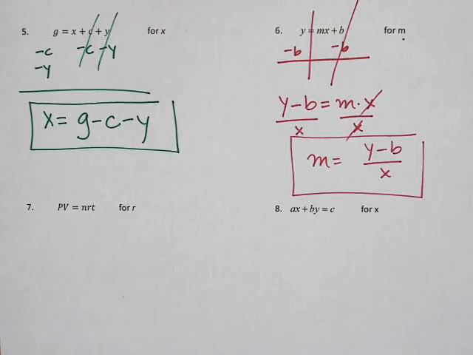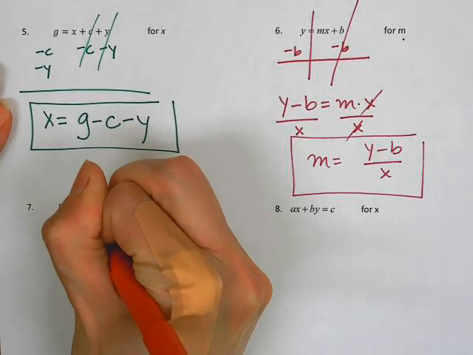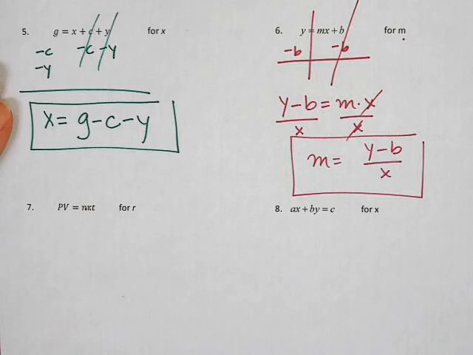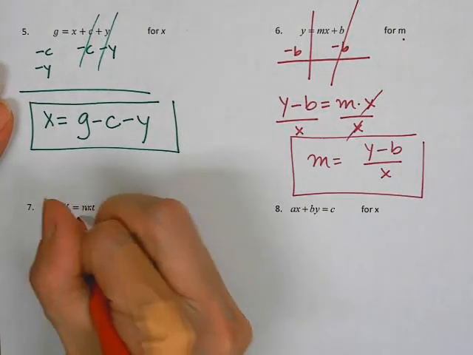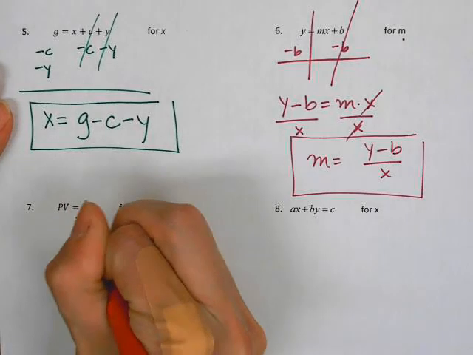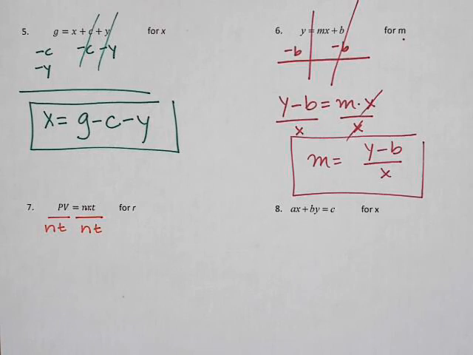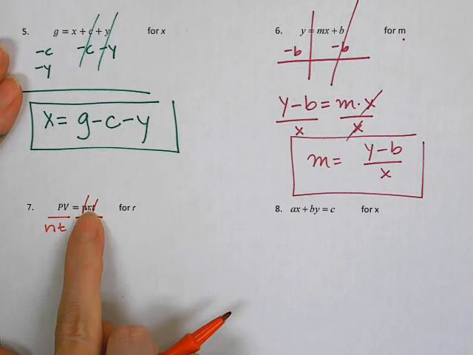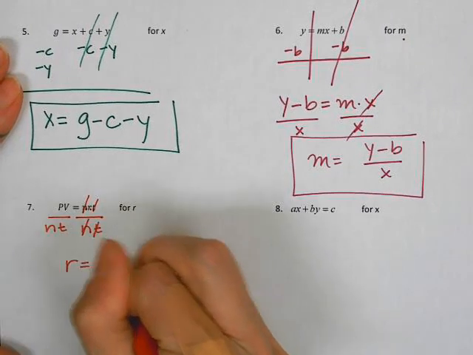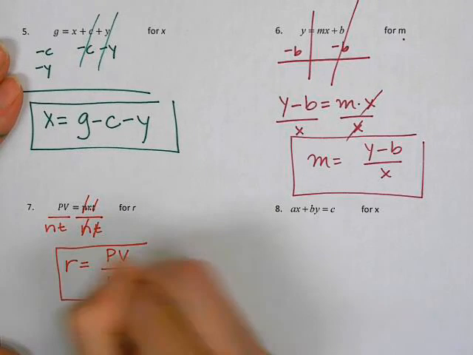All right, number 7, you're trying to get r alone. So how do you undo r times n times t? To undo multiplying by both n and t, we're just going to divide by both n and t. And you can do this all in one step. Divide by both n and t, because then they cancel and you have r alone. So r is going to be pv divided by n and t.